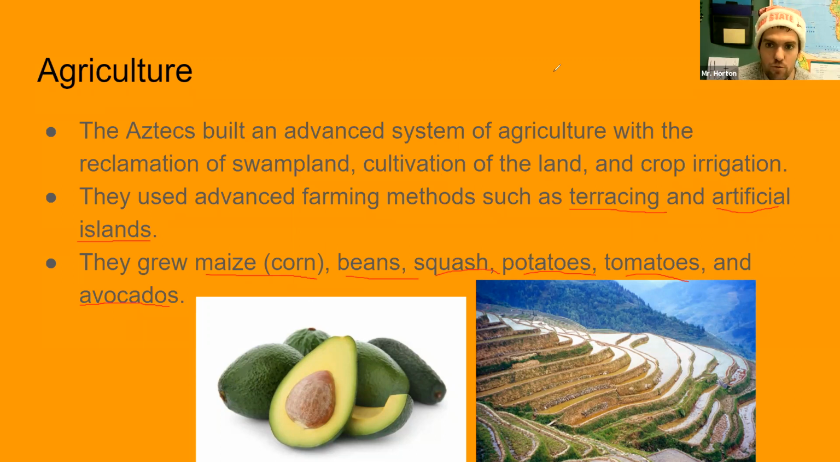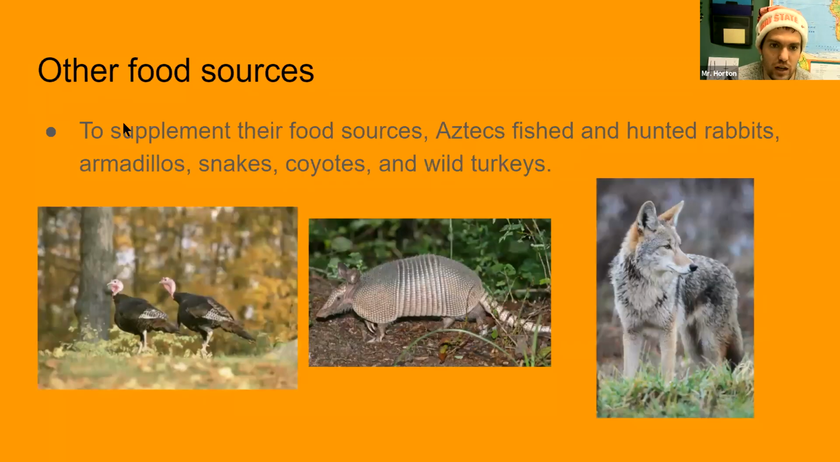And so not only did they grow a lot of food, but they also hunted a lot of food as well. So they had other resources of food. And the Aztecs, they fished. So since they were located mainly on an island there, their capital city was on an island, and they were located around a lot of water, they could fish a lot. So they used spears and other fishing techniques to kind of capture some of those fish. They hunted rabbits, armadillos, snakes, coyotes, and wild turkeys as well.